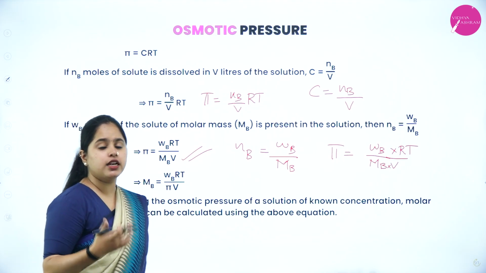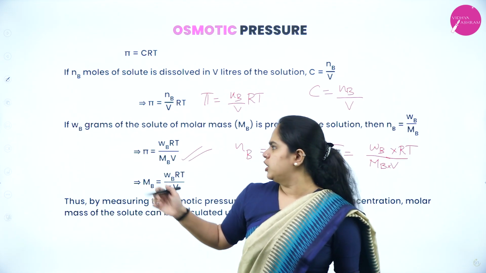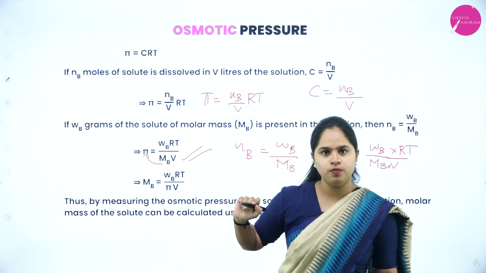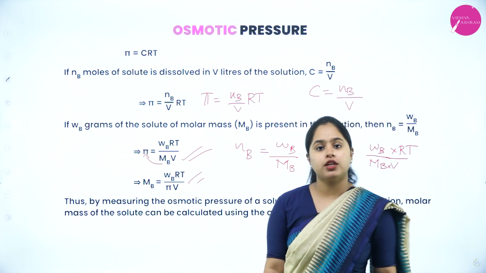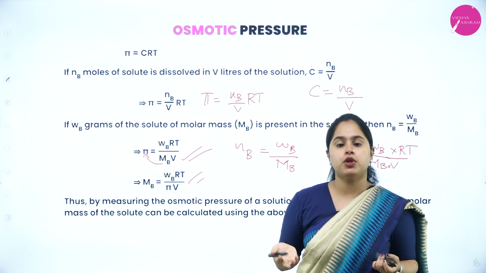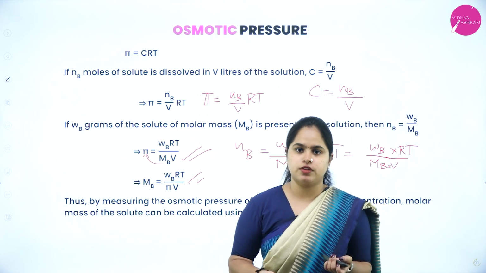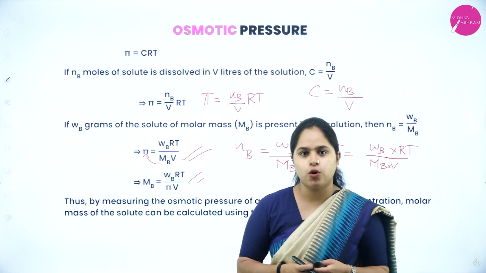Now, as I said, if you have to calculate the molar mass, you can just rearrange the equation. This MB comes here and this pi comes down. You can use this equation: MB is equal to WB RT by pi V. From this equation, you can calculate the molar mass of the solute. I hope it is clear.